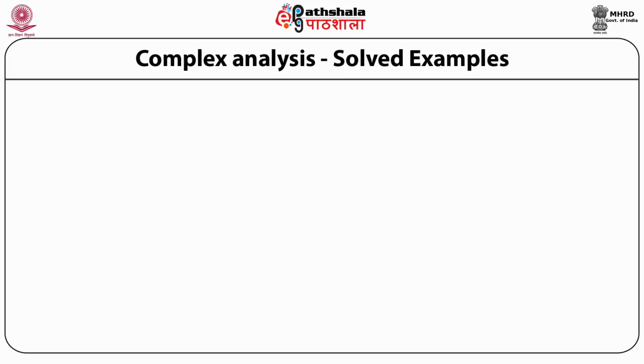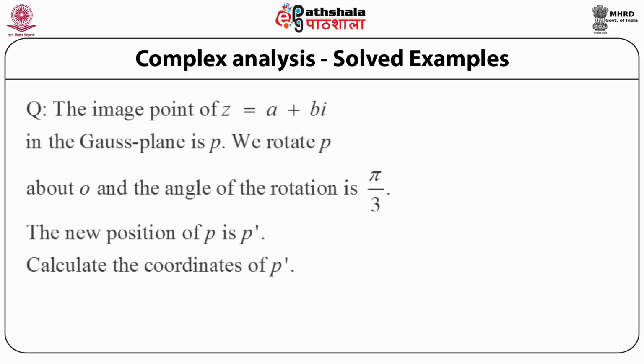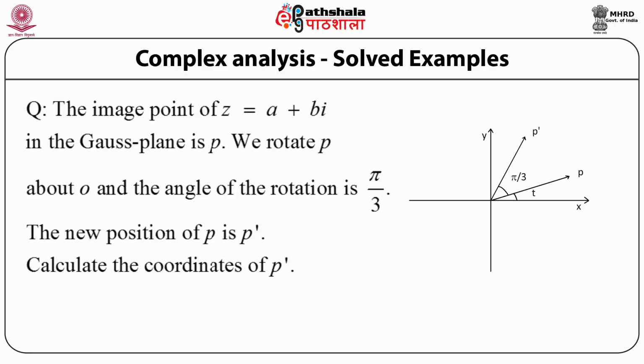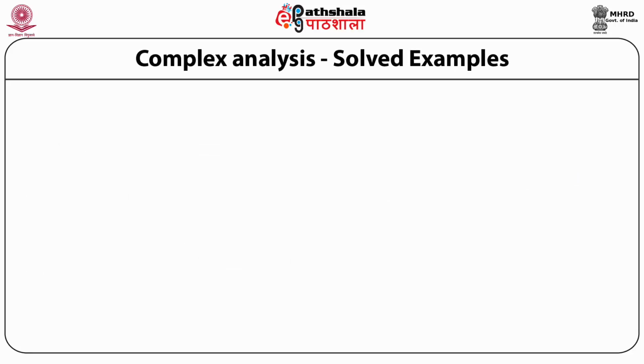We are going to find a rotation of a complex number. So let's see in the graph, there is a point P in the plane, and we are going to rotate it about O, which is the center origin, by angle pi by 3. The new position is P dash. Now we will have to calculate what the coordinates of P dash are, and we are going to see the solution to the problem. The figure is given at the right bottom.